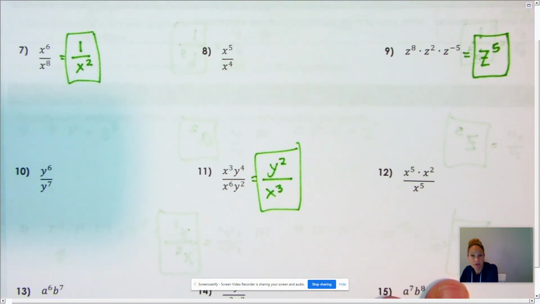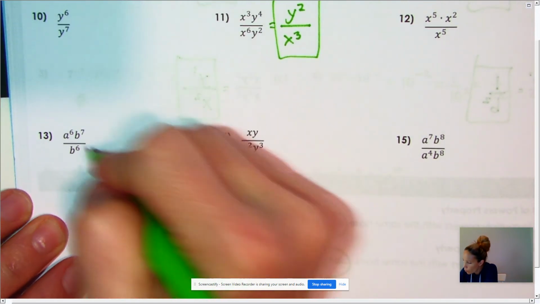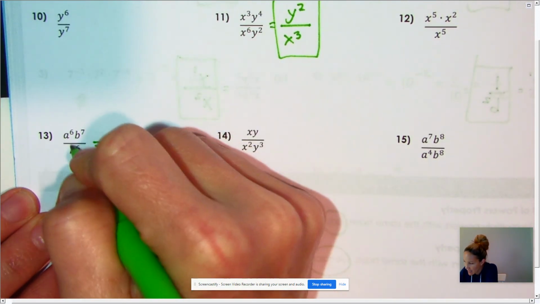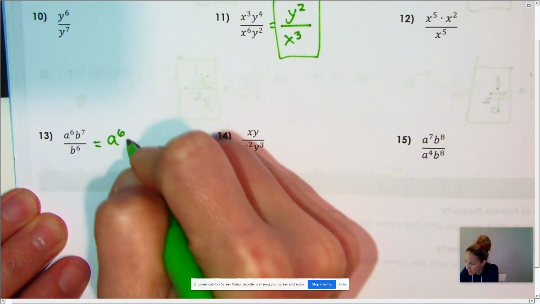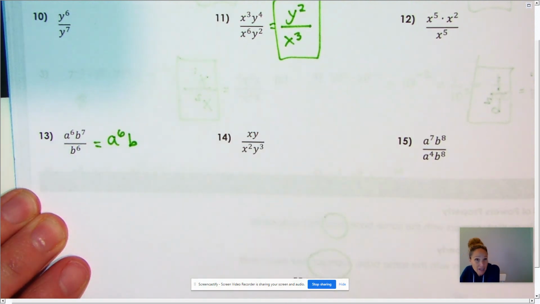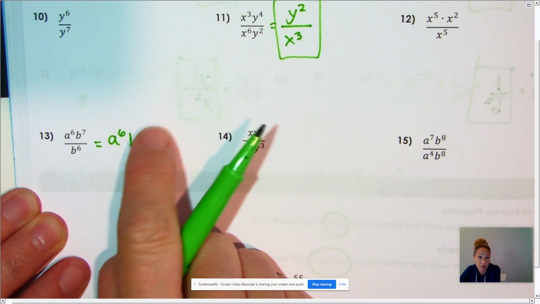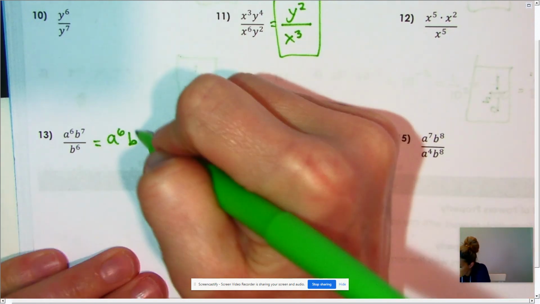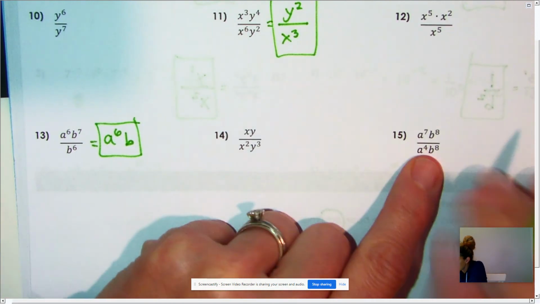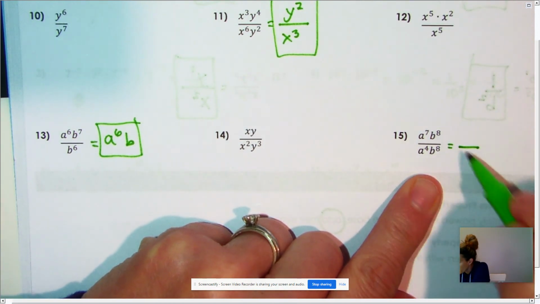Question number 13. Where do I have more A's? Well, the only A's I have are in the top, so I'm going to write them in the top. Where do I have more B's? In the top by 1. You could write a little 1 if you want to, but the simplest way to write this is just b there without any exponent. That's our final answer.